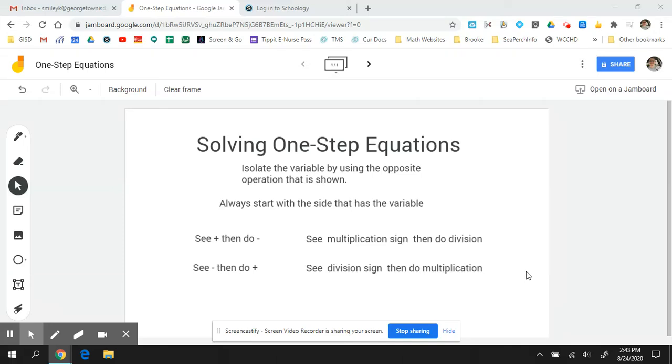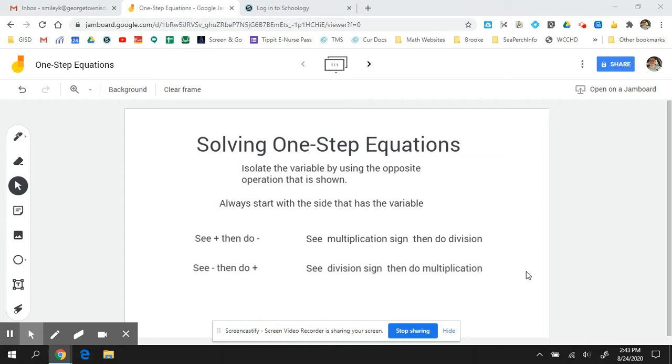Hey everyone, today we are going to solve one-step equations. Hopefully you remember exactly how to do this. So you're going to isolate the variable by using the opposite operation that is shown. Okay, so if you see addition, you're going to do subtraction. Same thing, see subtraction, do addition. And the same for multiplication, division. If you see one, do the other.